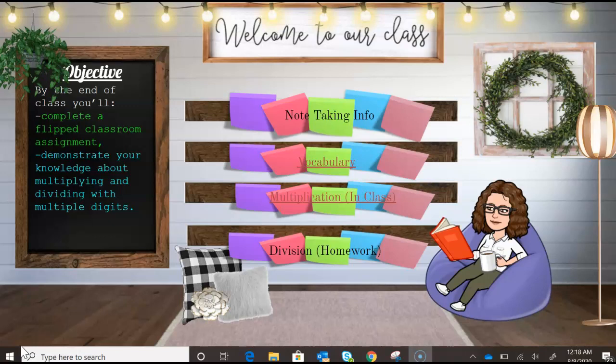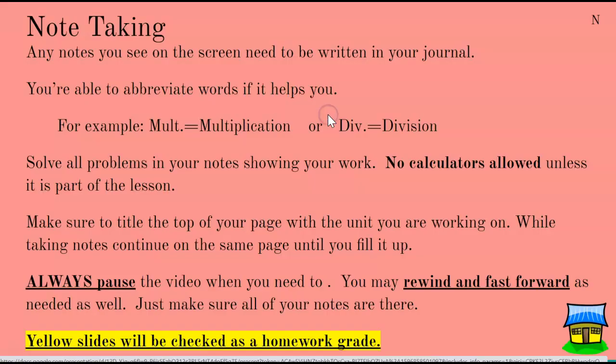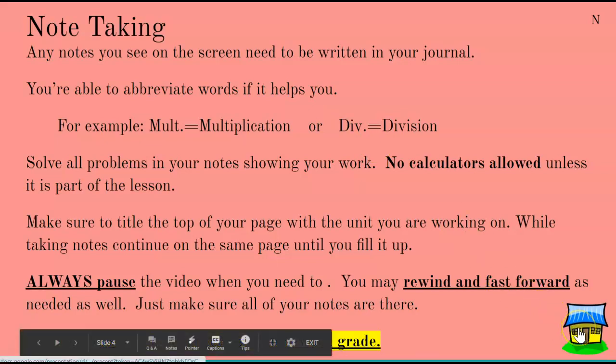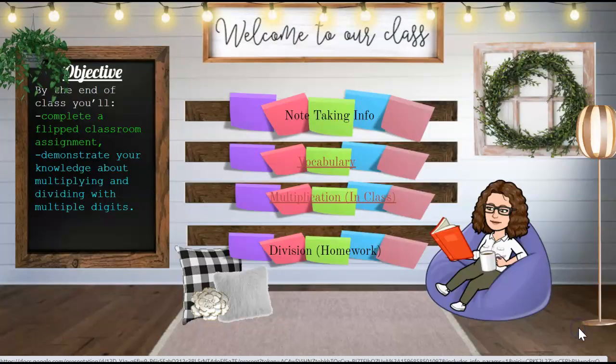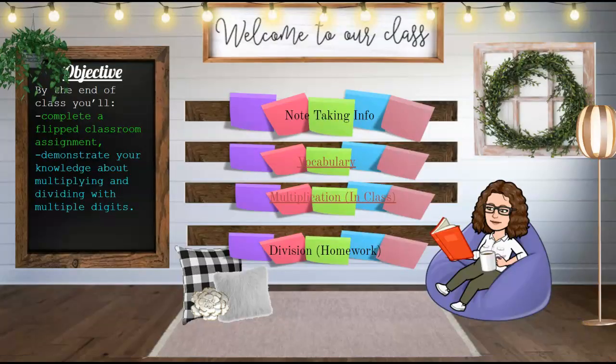The objective of this one is by the end of class, you'll complete a flipped video classroom assignment, and you're also going to demonstrate your knowledge about multiplying and dividing with multiple digits. Remember from class, each of these will bring you to a separate slide, so a different section inside the slideshow, and when you click on the house, it's going to take you back home.